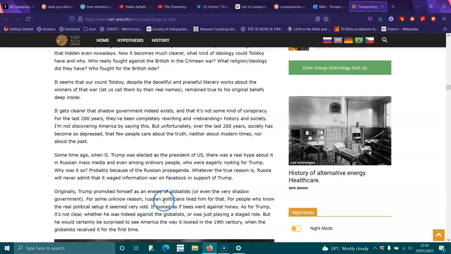For some unknown reason, the Russian politics liked to inform that way. For people who know the real political setup, it seemed very odd. It looked as if the bees were against the honey, and for Trump, it's not clear whether he was indeed against the globalists or was just playing a stage role. I'll go with the latter. But he would have certainly been surprised to see America the way it looked in the 19th century when the globalists received it for the first time.